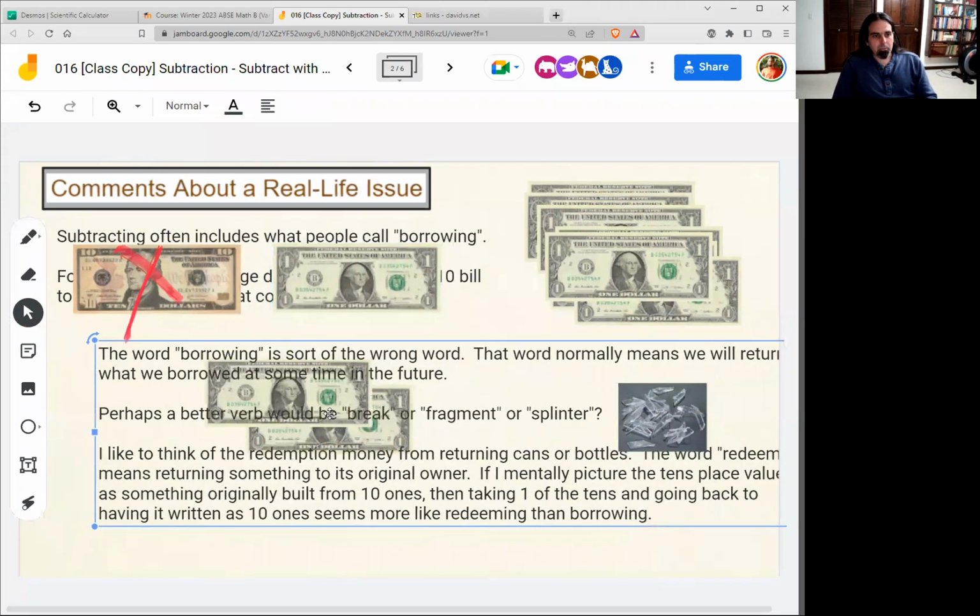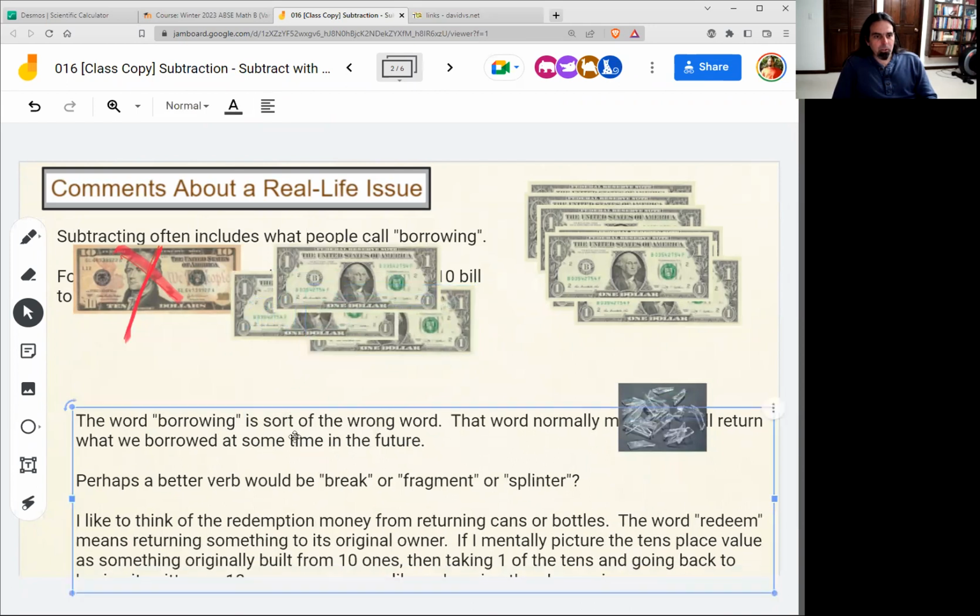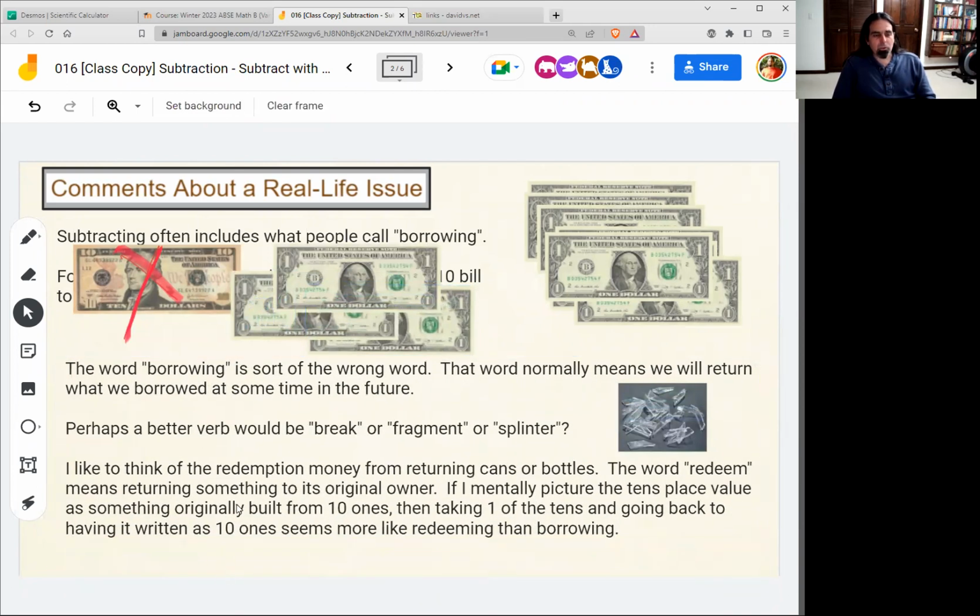And then at the bottom, it was saying that, by the way, borrowing is what we call this, but that's kind of a weird word because when you borrow something in other situations, you give it back. So we're sort of taking the 10 and breaking it or fragmenting it or splintering it into 10 pieces instead of being a group of 10 one thing.